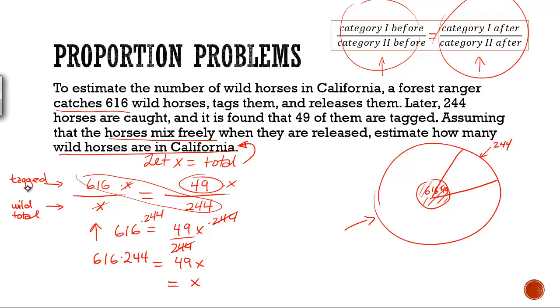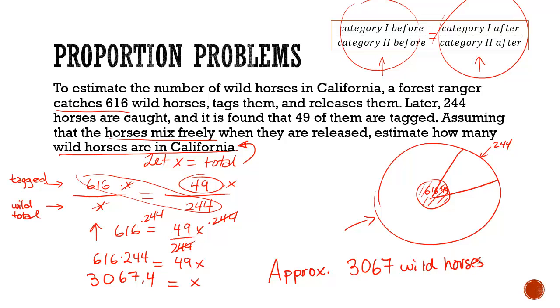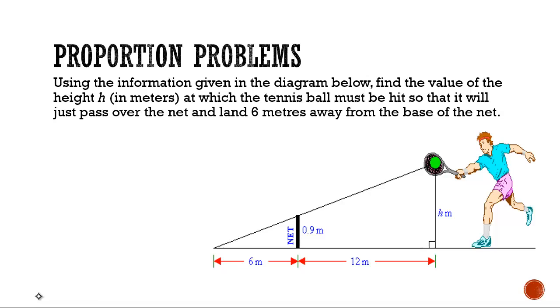So 616 times 244 and then divided by 49 gives us 3067.4. So approximately there should be about 3067 wild horses in California, according to the proportion given the data we've been presented. Let's try another proportion problem.